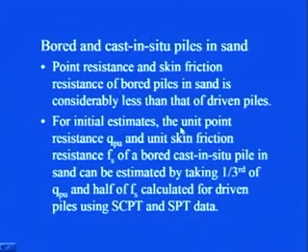For initial estimates, the unit point resistance QPU and unit skin friction resistance Fs of a bored cast in situ pile in sand can be estimated by taking 1/3 of QPU and half of Fs calculated for driven piles using SCPT and SPT data. You have seen that using standard cone penetration data and standard penetration data, you can estimate the unit point bearing resistance QPU in case of driven piles in sand, and you have all those expressions with you. So, to get the rough estimate of QPU in case of bored and cast in situ piles in sand, if you divide the value corresponding to driven piles in sand by 3, then roughly that will give you the value in case of bored and cast in situ piles in sand.